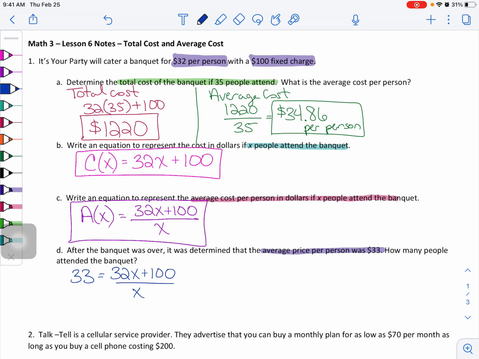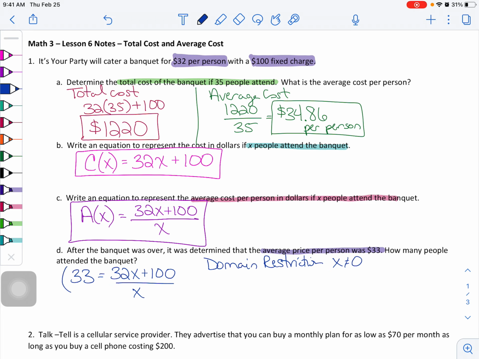Now, we've been working with rational equations for a little while now. This is a rational equation. The first thing we want to do is recognize our domain restrictions. What can we not have x equal to? The domain restriction here would be x cannot equal 0, right? We can't divide by 0 here. Plus, it wouldn't really make any sense to talk about a banquet that had 0 people. So let's just keep that in the back of our heads too.